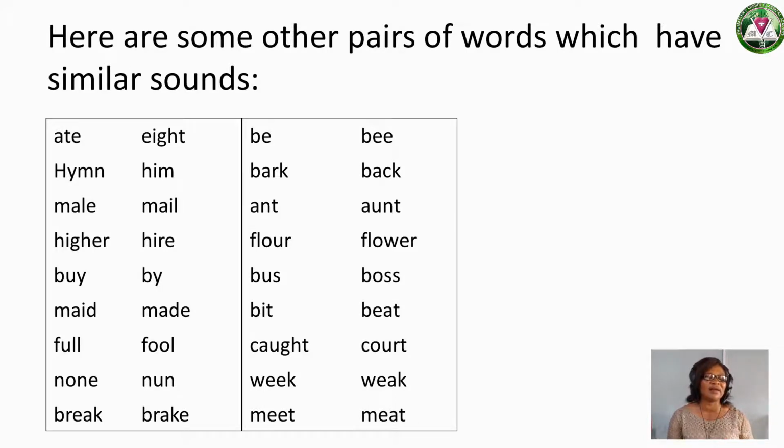H-I-G-H-E-R. Higher. And the word beside it is H-I-R-E. Higher. Another word is B-U-Y. By. And beside it, you can see B-Y. By. The two of them have the same sound, but different spellings and different meanings. Okay? The next word is M-A-I-D.